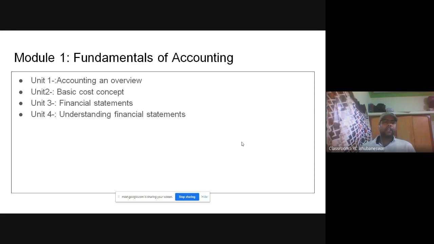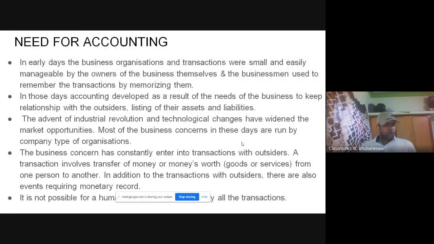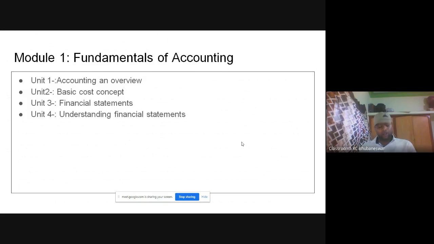So we will be starting from the first one, relating to accounting, an overview, or the introductory part. Okay. So, what is the very purpose of accounting? Without showing you the slide, I'm asking a very easy and simple question to all of you. What is the very purpose of accounting?